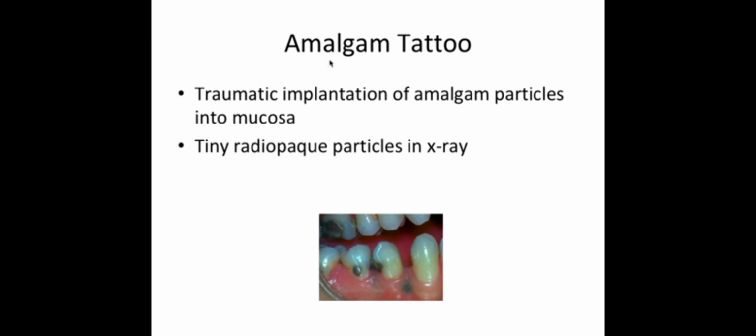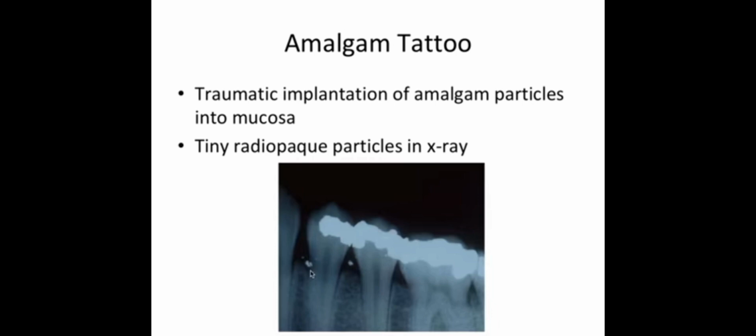Amalgam tattoo is the traumatic implantation of amalgam particles into mucosa. So you can see them clinically as well as radiographically. In this case, they're pretty prominent. And this would be if you were condensing amalgam and some of the particles leaked out of the matrix band or were floating around, and they weren't rinsed out and they're kind of pounded in there after a certain amount of time. They can sort of implant themselves as tattoos.